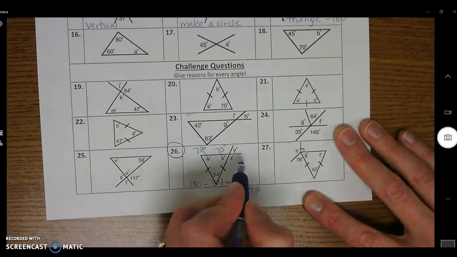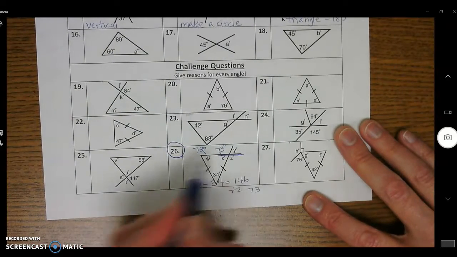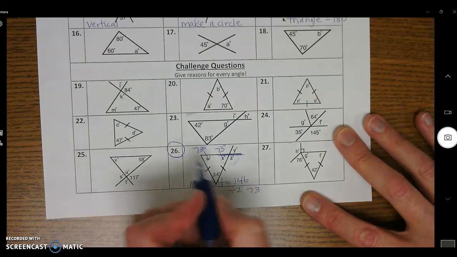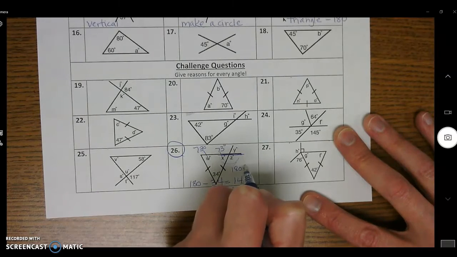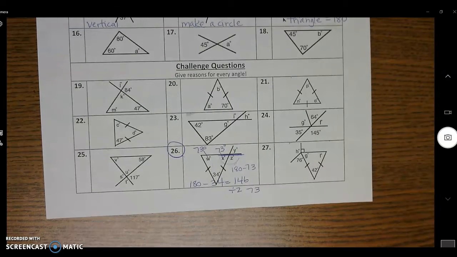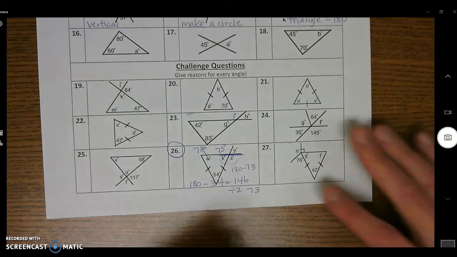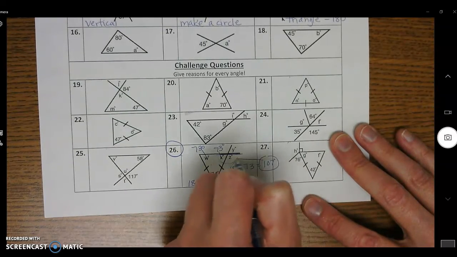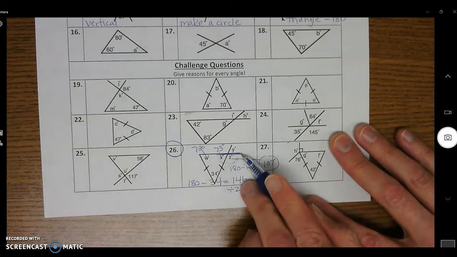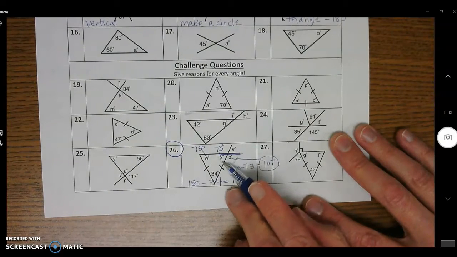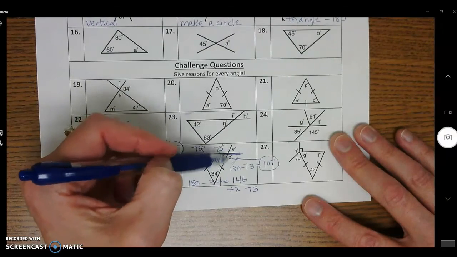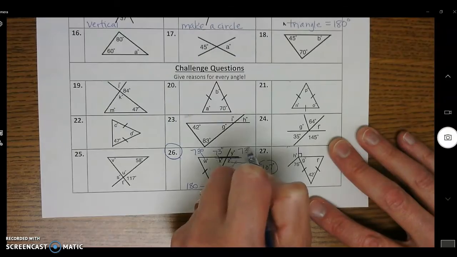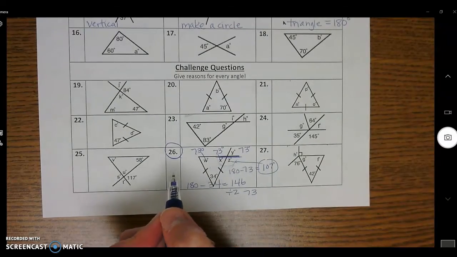Okay. These two right here, W and X, are supplementary again, so they add up to 180. So 180 minus 73 is 107. So letter Z is 107. And then finally, Y here is vertical from X, or you could also say it's supplementary to Z. In either case, it will come out to be 73 as well. So lots of 73s in that problem.